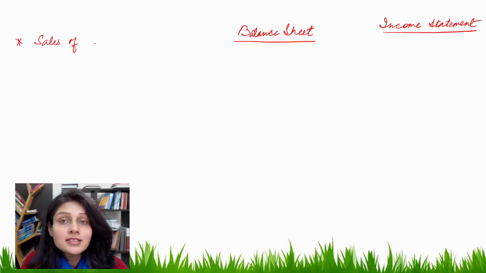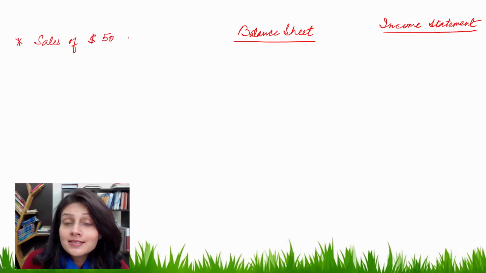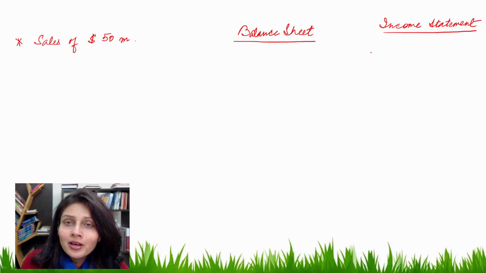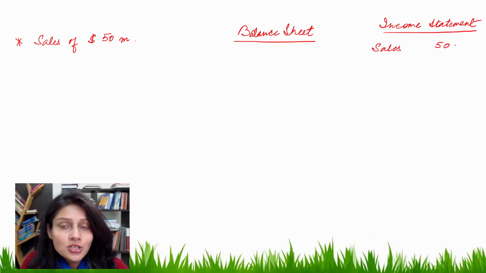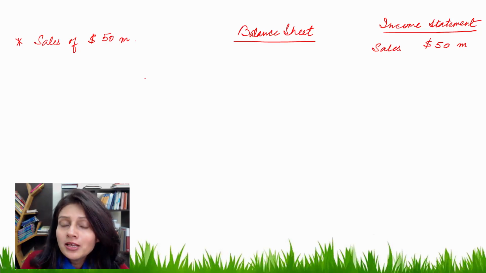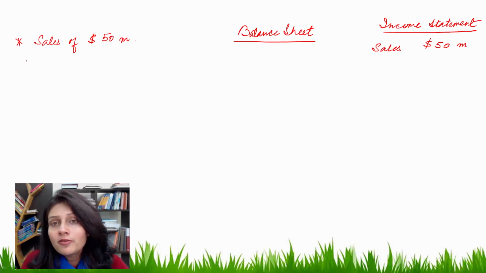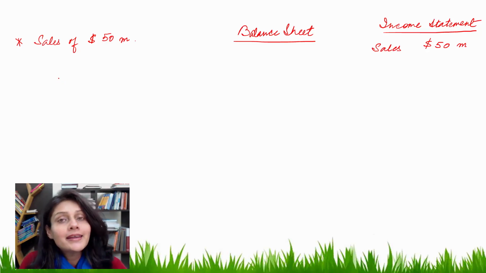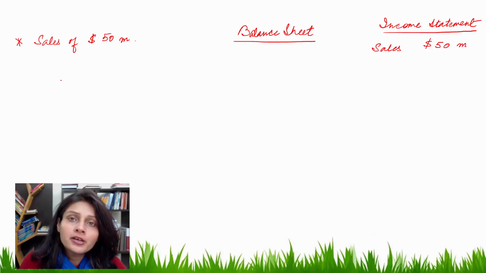In the first case, let's suppose that the company makes sales of $50 million. So this information will go on the income statement because this is the revenue and it comes out of the operations of the business, out of the day-to-day trading of the business. So the 50 million of sales will be reflected on the income statement. Now, in the case of the companies, what you should be aware about is that all transactions do not happen in cash. Most transactions happen on credit and cash is collected over a period of time.